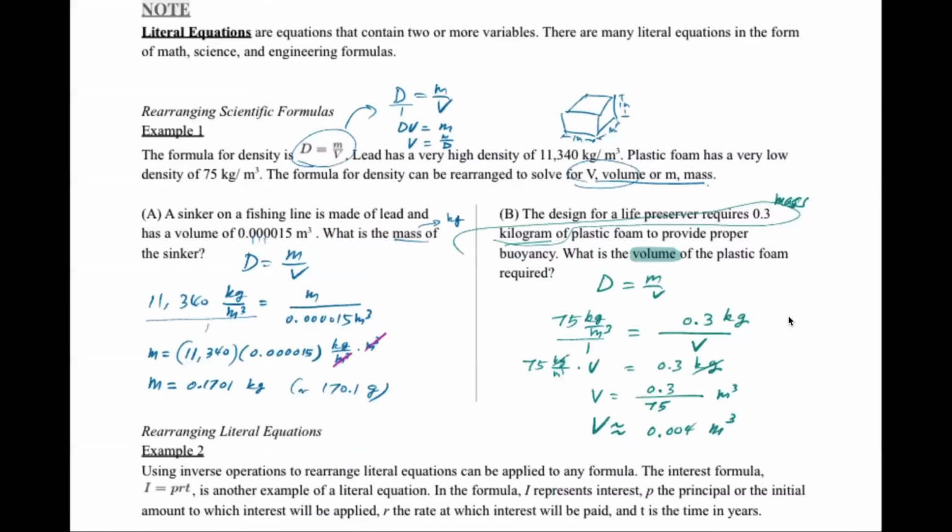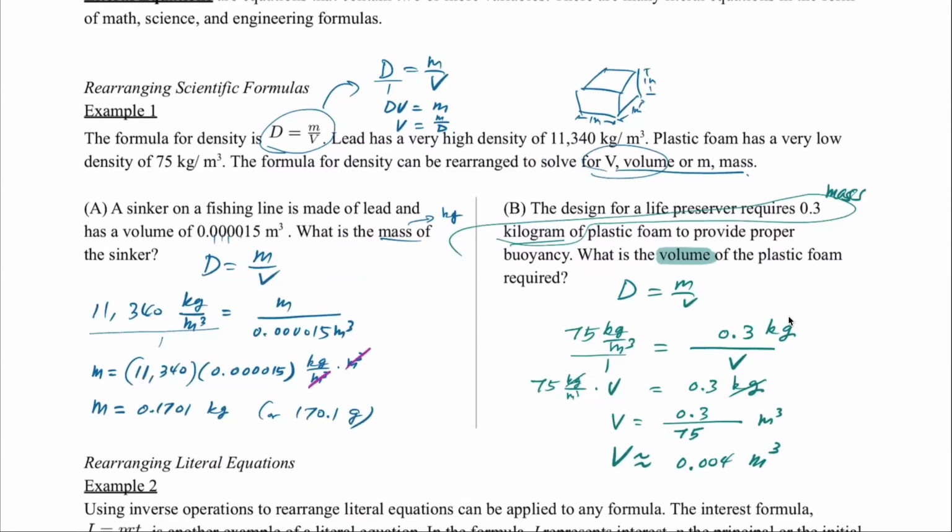Same work here. So for the sinker, that's actually 0.1701 kilograms, or about 170 grams. And then for the volume over here, that comes out to 0.004 cubic meter. Okay, sounds good.